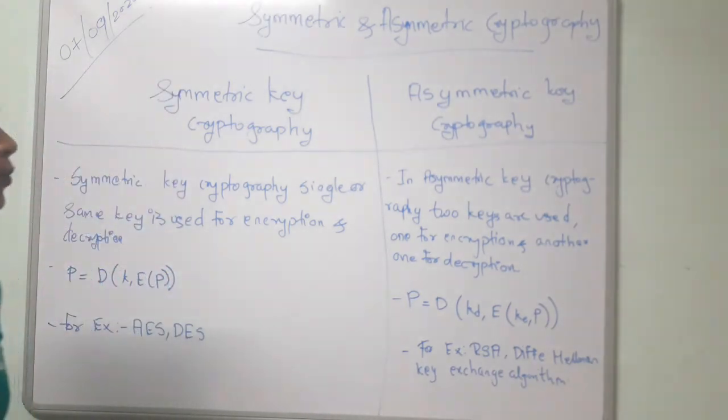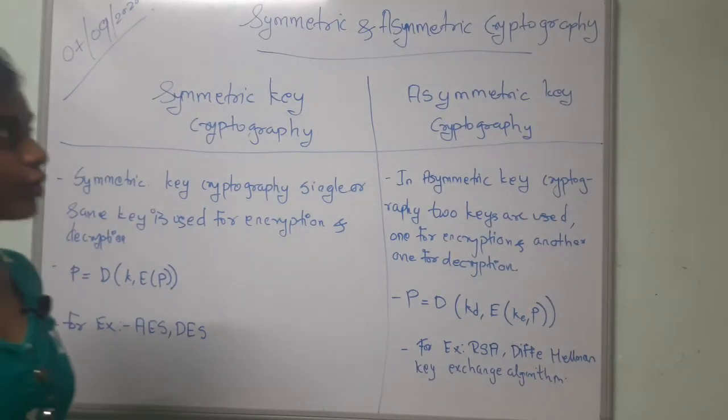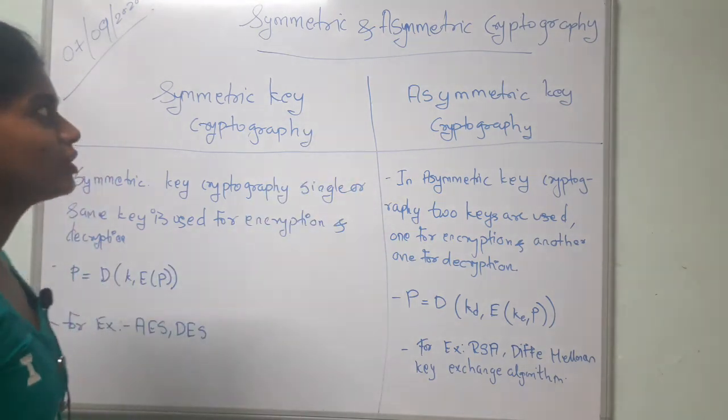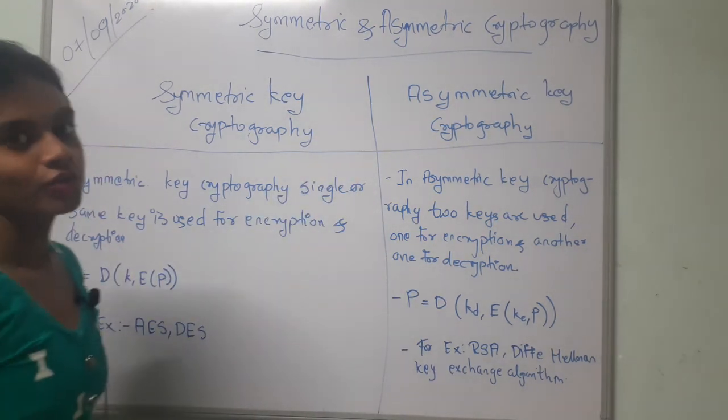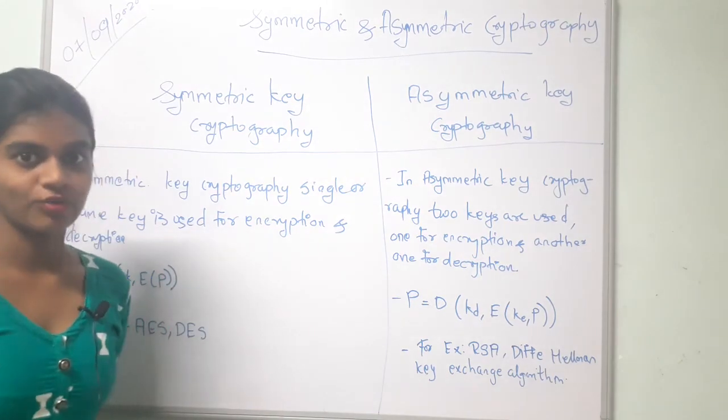I hope you have understood what symmetric and asymmetric cryptography are. These are the two types of cryptography in the subject of cryptography and system security.